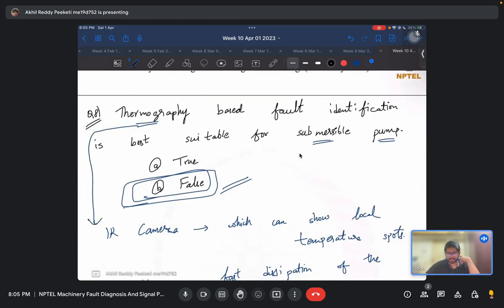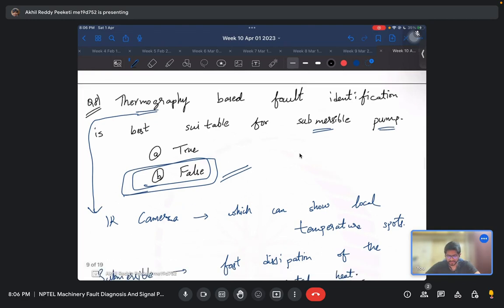Thermography based fault identification is best suitable for submersible pumps. When you have a submersible pump, the oil or the water surrounding it takes away all the heat generated in the pump or the motor. So if you do thermography using an infrared camera, you won't be able to detect the temperature changes that easily. So it's not actually suitable for a submersible pump.